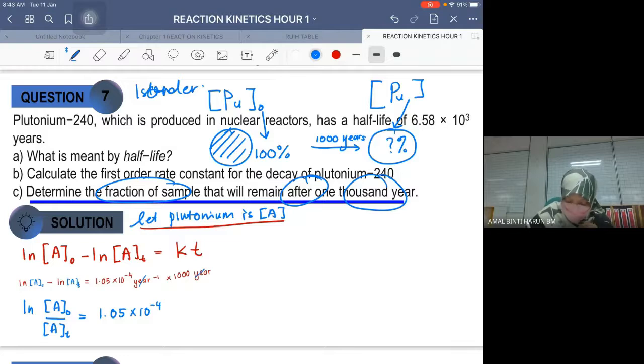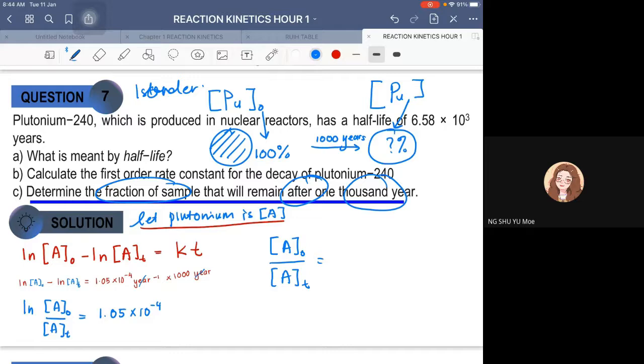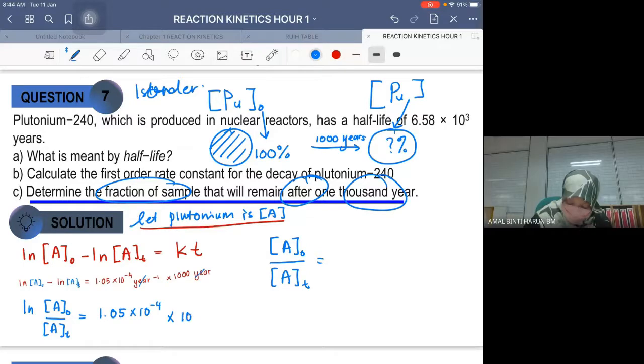So, macam mana nak hilangkan ln tu? Kita nak hilangkan ln. You tekanlah matematik. You tekan, you dapat A. What do you get? Ada dalam 1000. 1000 tahun sama dengan 0.105.